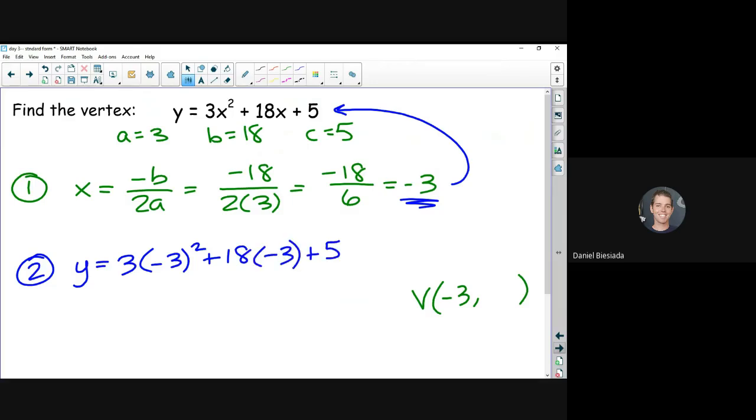Remember that when we're doing that, that -3 does need to go in for each of the x's. And now we'll just look at order of operations. I need to do my parentheses first. -3 squared is 9.